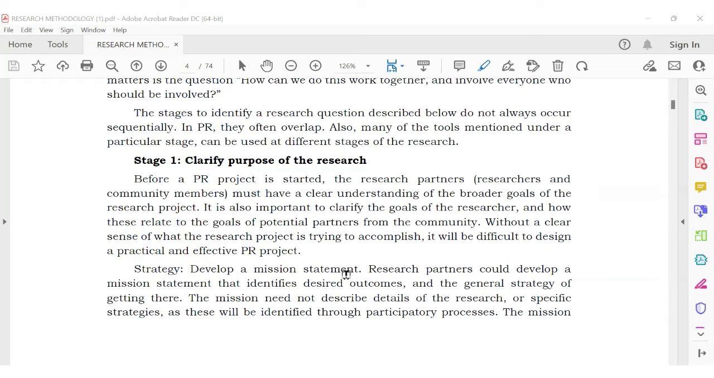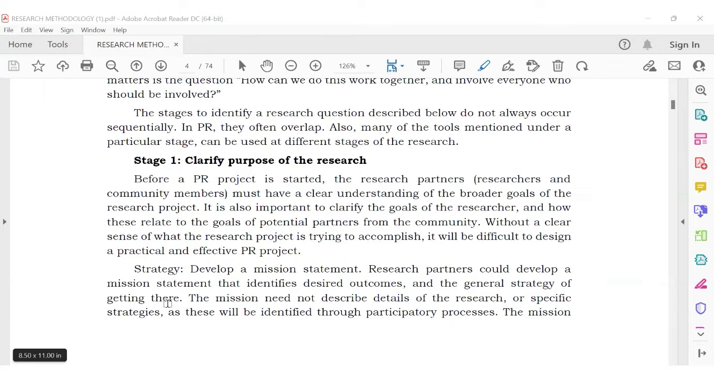So if I want to make up an evidence-based practice, a good research organization for public health, what is the vision in this and what is the mission in this? For example, say research partners could develop a mission statement that identifies desired outcomes and the general strategy for getting there. It is written over there. So what is vision and what is mission in a healthcare organization?